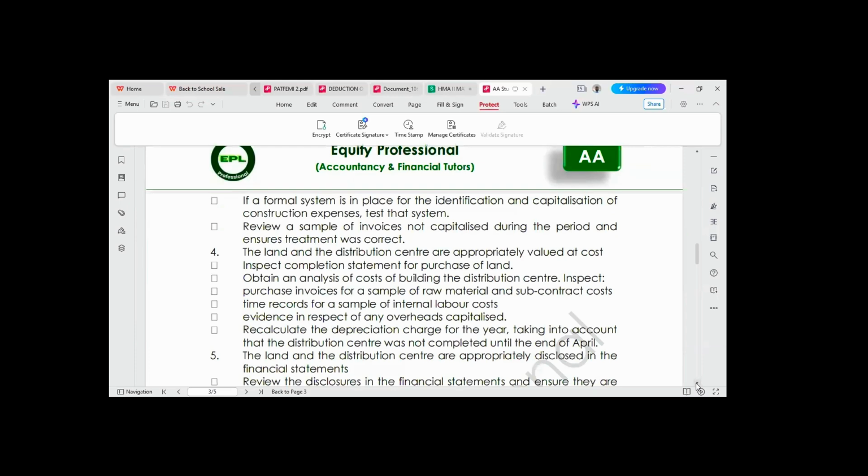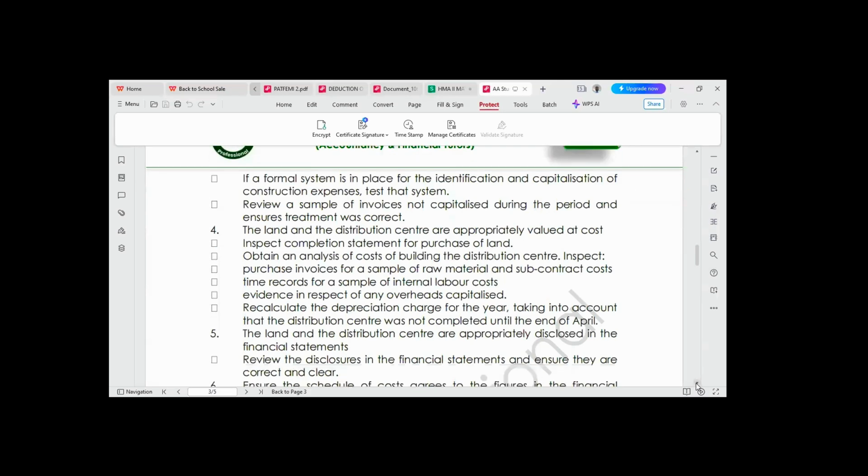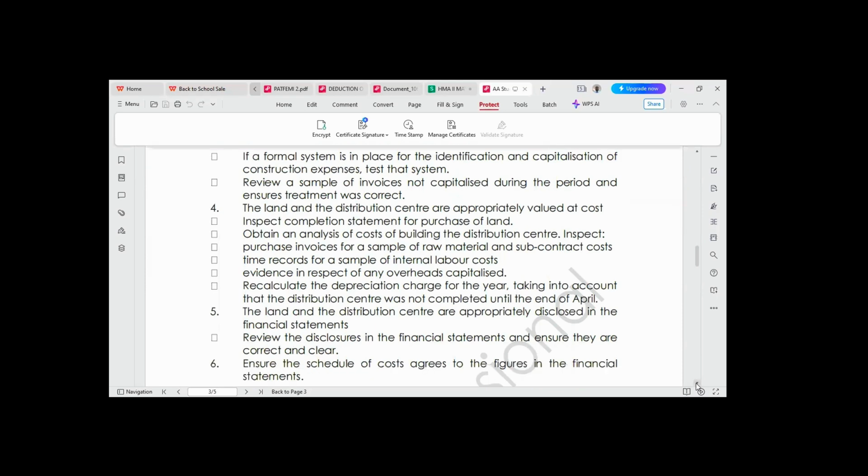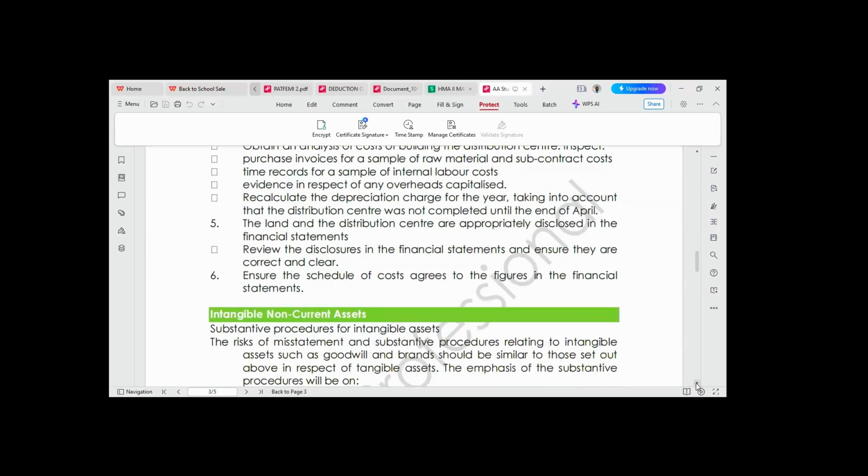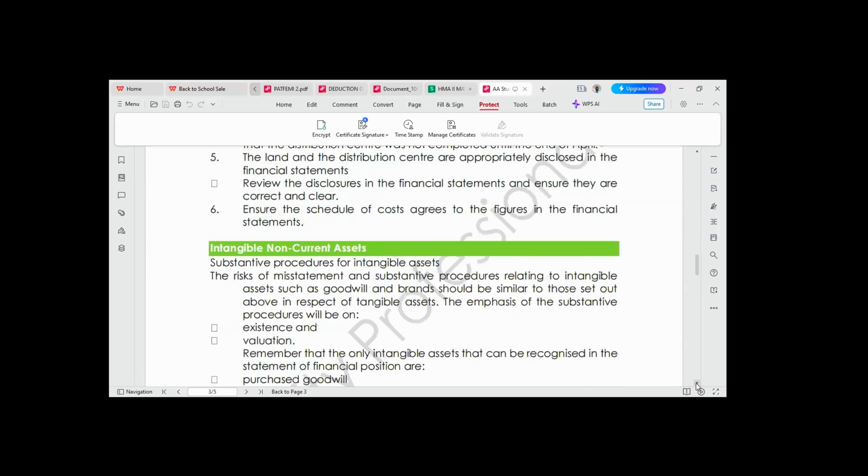So you have the land, you now have the what? Distribution center. So the land, we have its own cost, while the distribution center, we also have its own value. Then the auditor will also review the disclosures in the financial statement and ensure that they are correct and clear as per those land and building. Then the auditor will ensure the schedule of cost agrees to the figure in the financial statement. Those are for tangible assets.